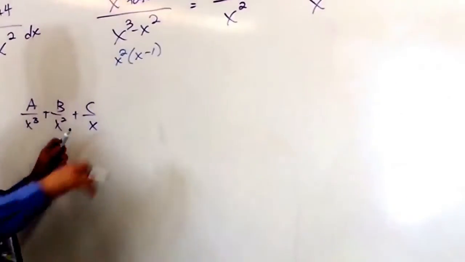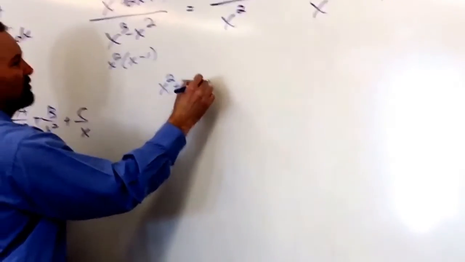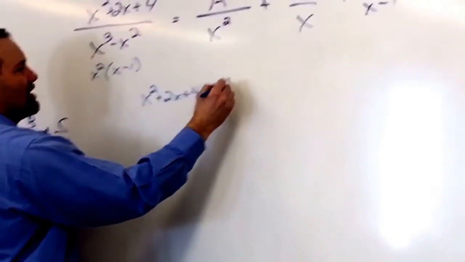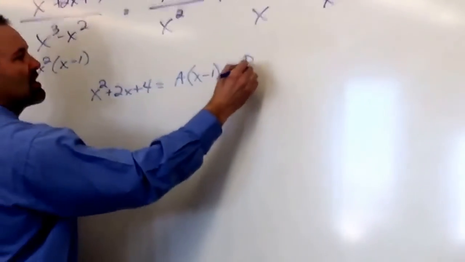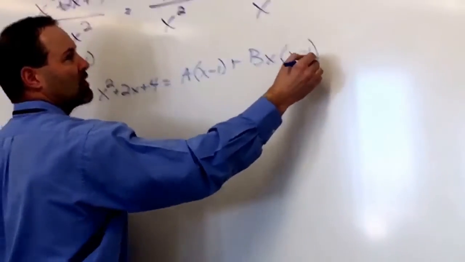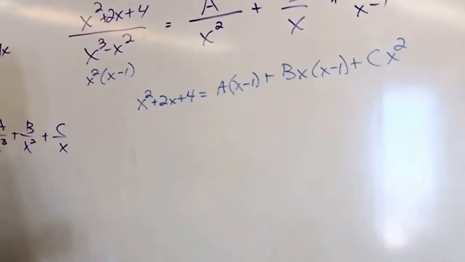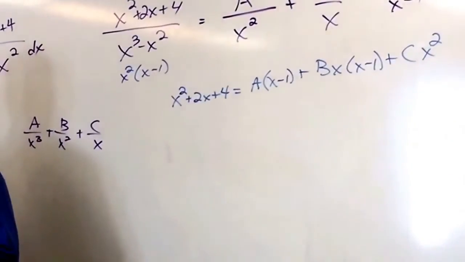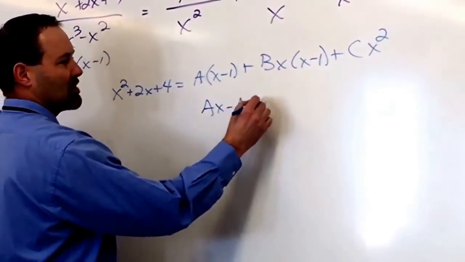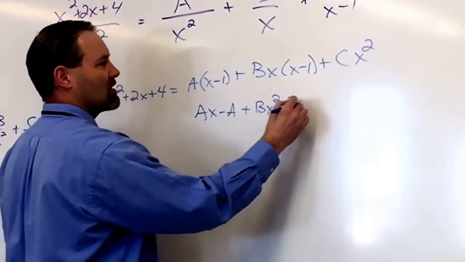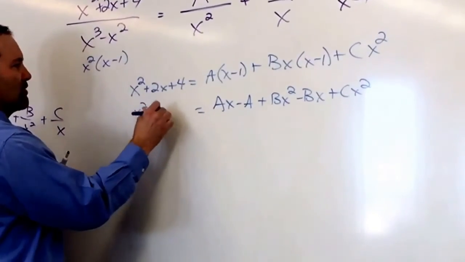So multiply both sides by this. I'll have x squared plus 2x plus 4 equals A times x minus 1, plus Bx times x minus 1, plus Cx squared. So Ax minus A plus Bx squared minus Bx plus Cx squared. Get my matrix warmed up here.